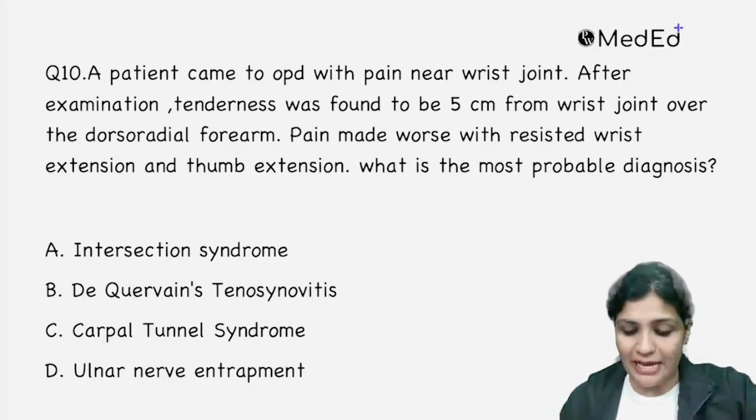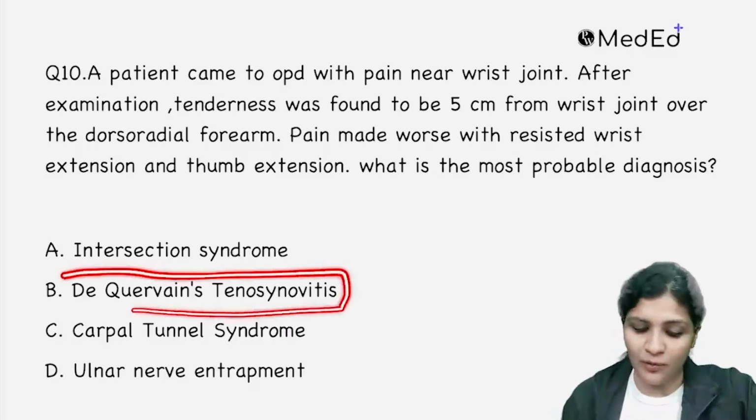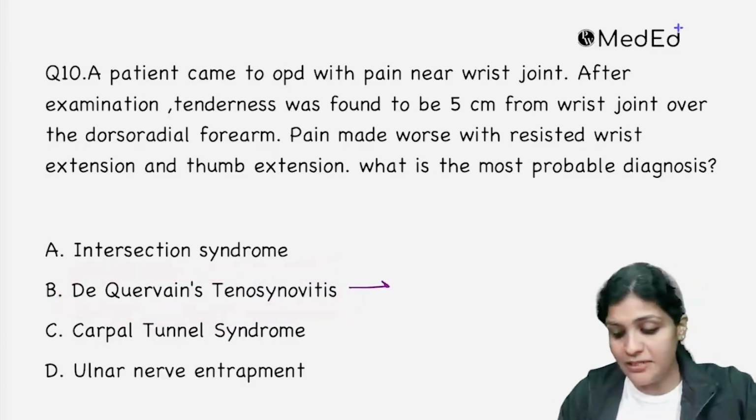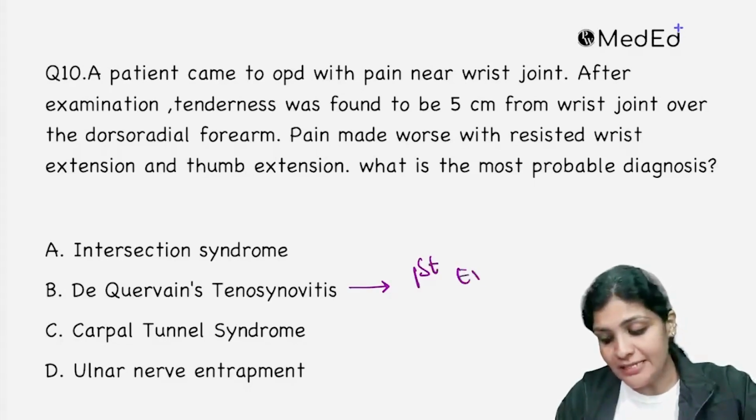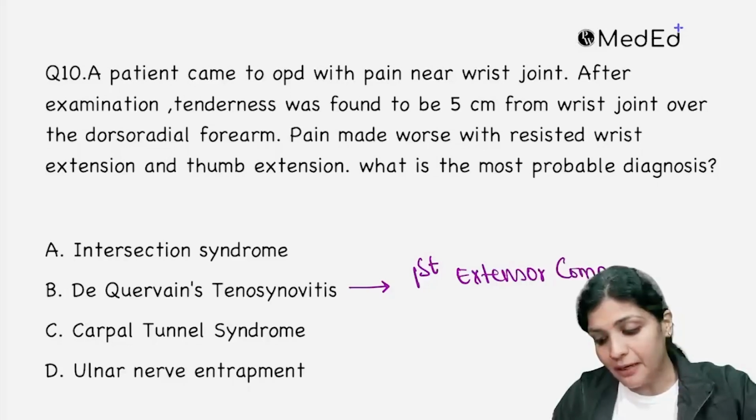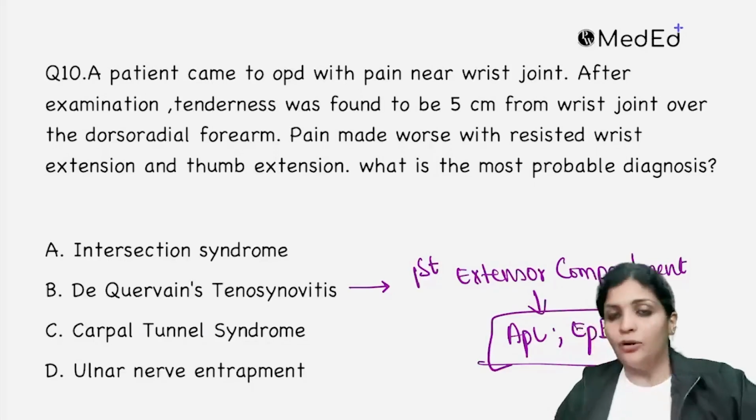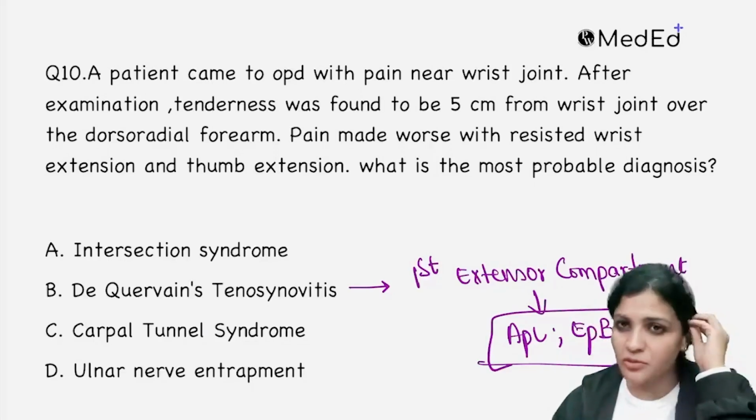So for the answer to be De Quervain's tenosynovitis, where should the pain be? What is actually De Quervain's tenosynovitis? It is the condition where there is involvement of the first extensor compartment. So what are the tendons of the first extensor compartment? They are APL and EPB, right? These two tendons should be involved to call that De Quervain's tenosynovitis.